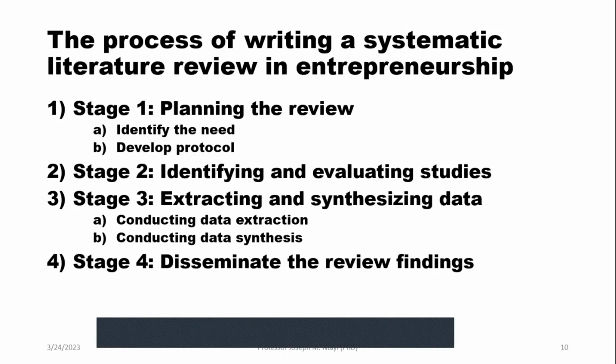Stage number 4 is disseminating the review findings, right? Of course, as we saw last time, systematic literature review is located very high on the level of evidence hierarchy, right? And in most cases, people will tend to believe the information presented in the systematic literature review because it brings together research that has been conducted in various environments and various fields, but relating to the same constructs in this case, right?